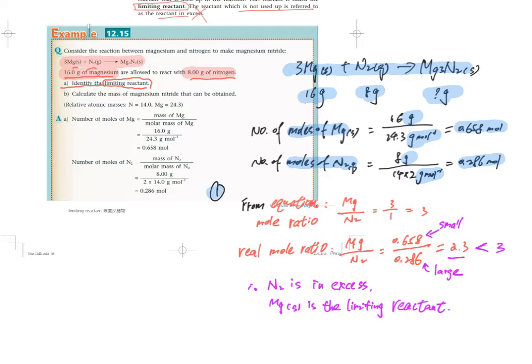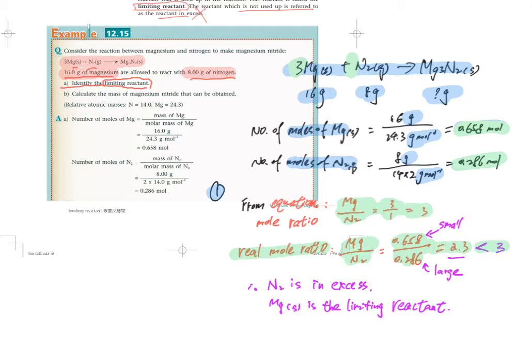And now we use a strategy to determine which one is the limiting reagent. Okay, now let's see the first method. From the equation, we can see the mole ratio between magnesium and nitrogen should be 3 to 1, right? There's nothing in front of nitrogen, but it is 1. So for Mg to N2, the mole ratio is 3 to 1, or 3 over 1, which is equal to 3. But let's calculate the real mole ratio by using the numbers of moles we just obtained. So for Mg over N2, we use 0.658 divided by 0.286, which is approximately equal to 2.3. Actually, this number is smaller than 3.